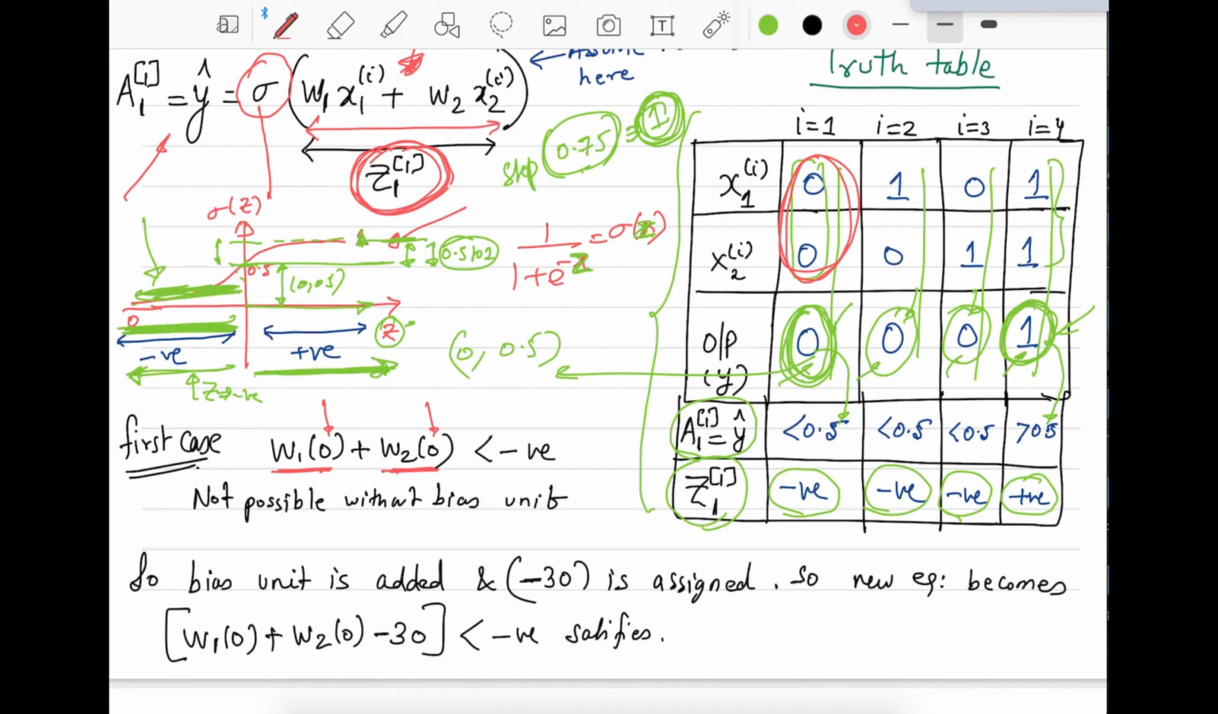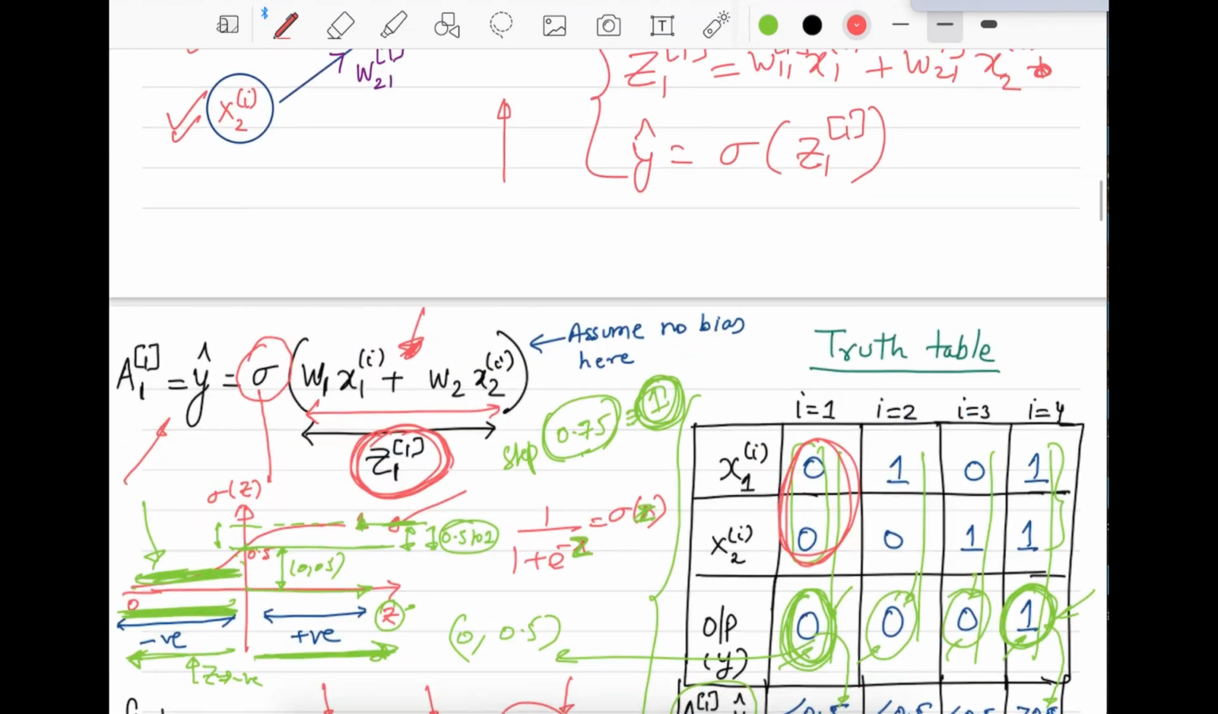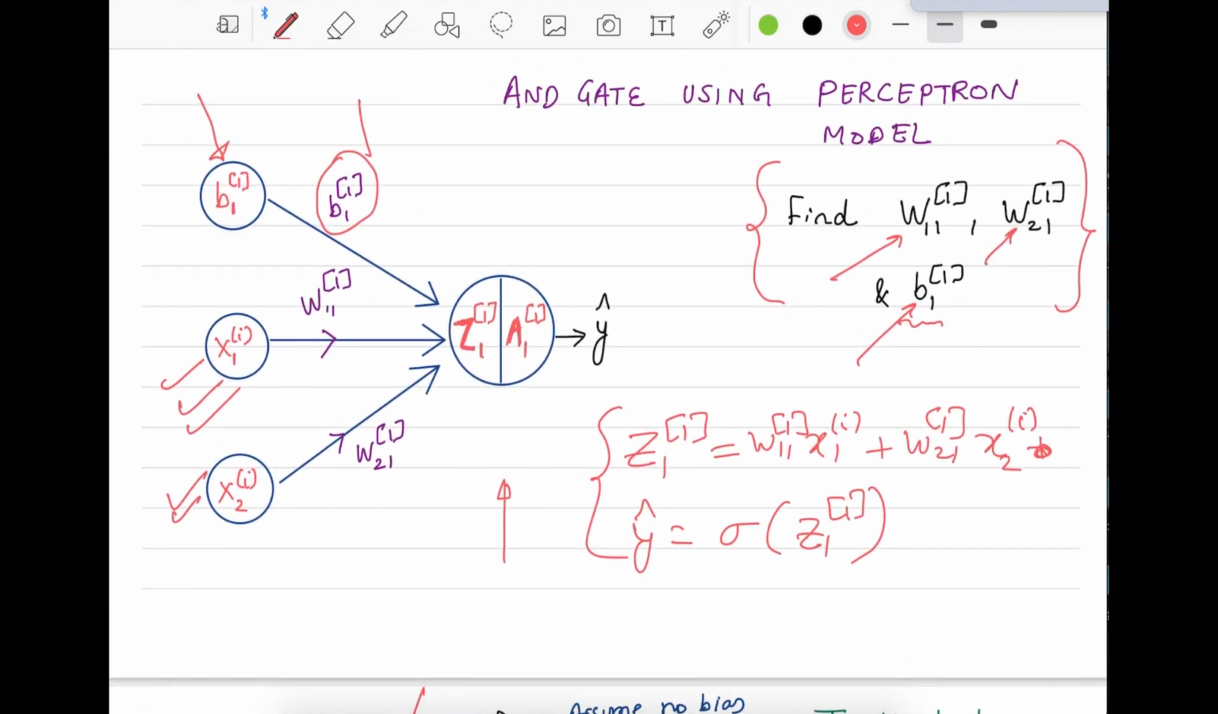So when you plug these values of 0, 0 here along with W1, W2, the constraint that Z should have is that it has to be negative. As you can see, it's not possible because both of them are 0 on the left side, but on the right side it is negative, and it's not possible to do that without the bias. So what we do is we add a bias. As I told you earlier, if I remove the bias, then it's not possible to implement the AND gate. So because of this constraint, we are adding the bias now.